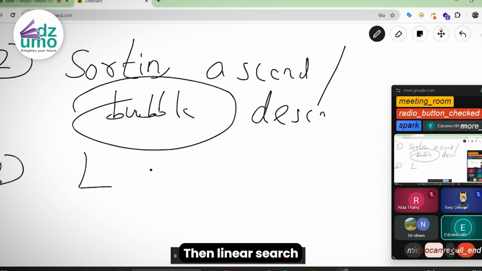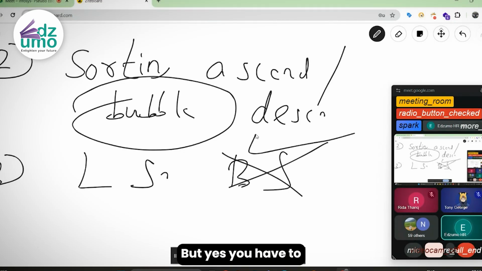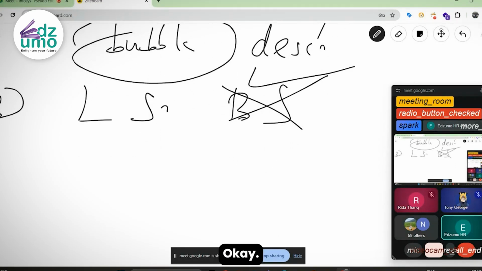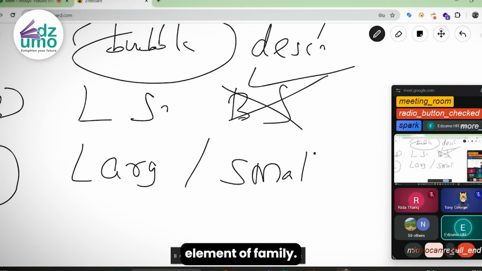Then linear search, okay, and binary search. Binary search is not that important, but yes, you have to just understand the concept. Okay. And fourth one is find the largest and smallest element of an array.